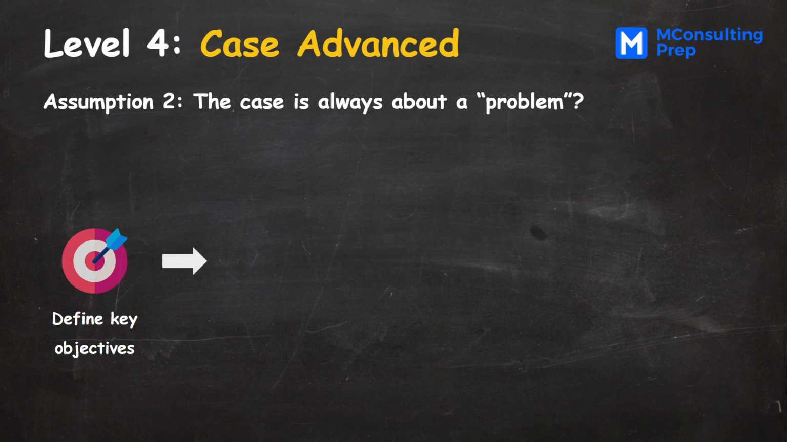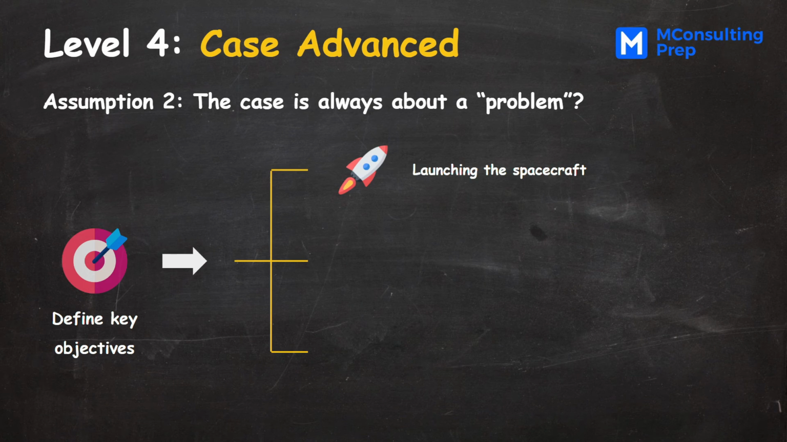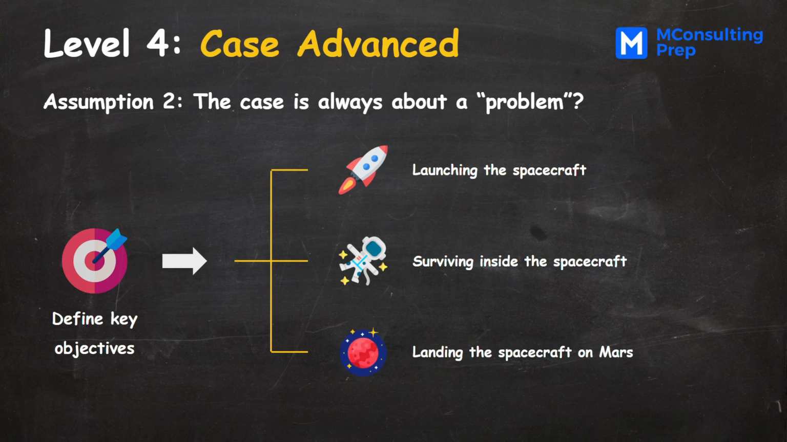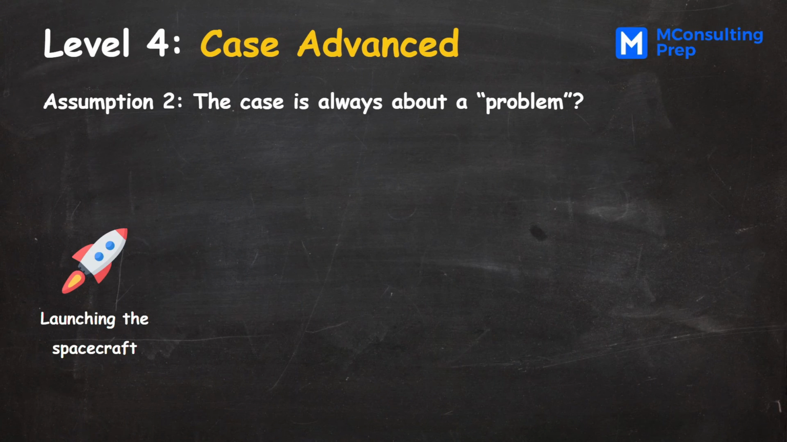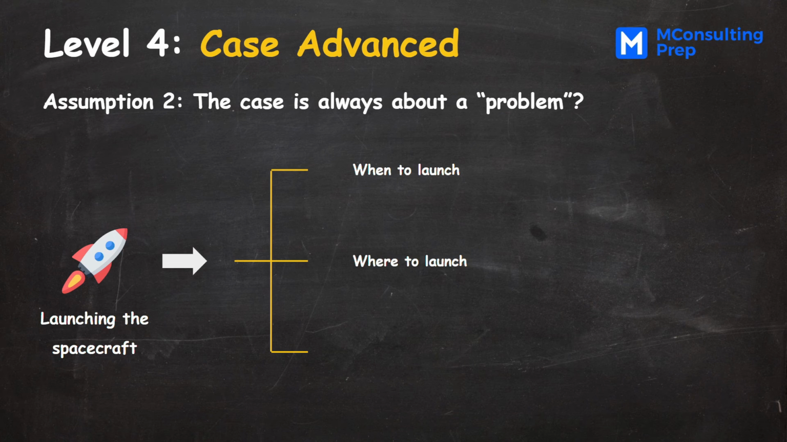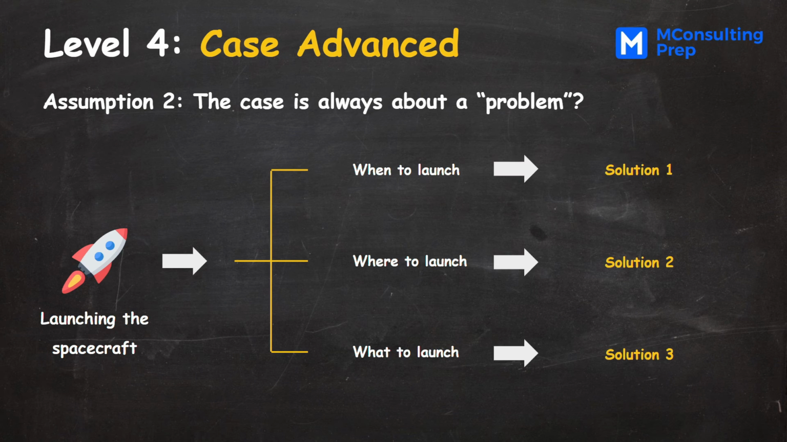The first branch can be further broken down into launching the spacecraft, surviving inside the spacecraft, landing the spacecraft on Mars. The first sub-branch can be further broken down into when to launch, where to launch, aka launch site preparation, what to launch, aka calculate the payload, design and produce a powerful rocket, etc. There should be solutions on each of these sub-branches.